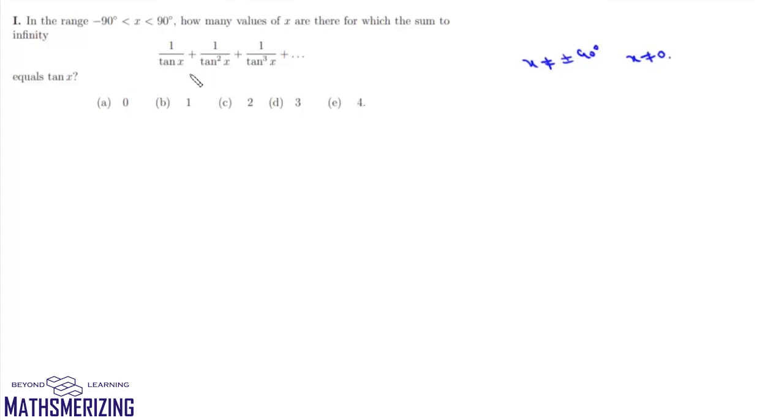Now we know that the sum of the series is finite. Now the sum of a GP is finite only when its common ratio lies between -1 and +1. So what is the common ratio for this series? The common ratio for this series is 1 upon tan x. So this sum will be finite when the value of cot x lies between -1 and +1.